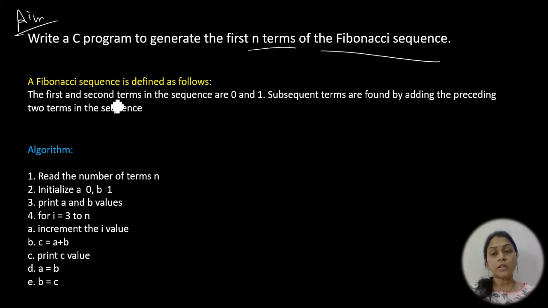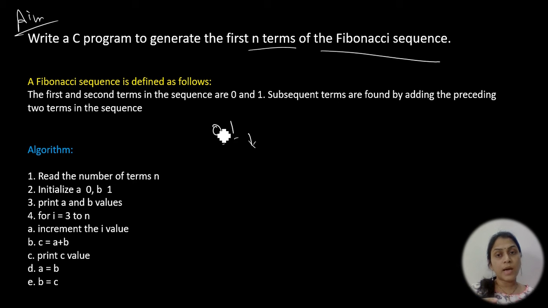Let me tell you. The first and second terms in the sequence are always 0 and 1. The subsequent terms are found by adding the preceding 2 terms in the sequence. The subsequent number means the next number. How is it obtained? By adding the preceding 2 terms in the sequence.